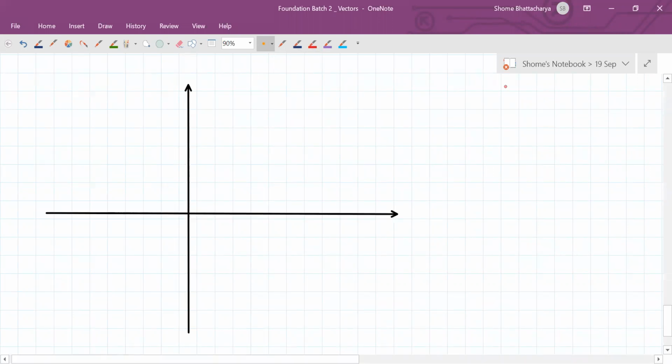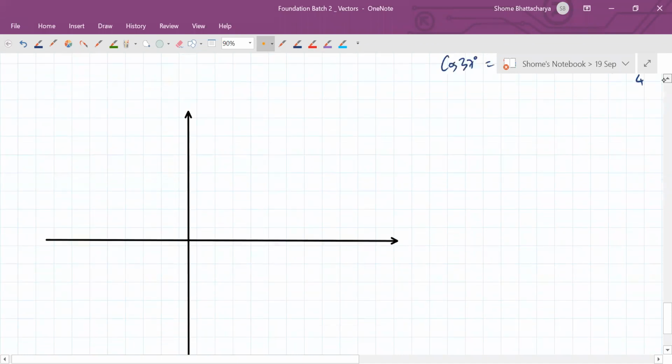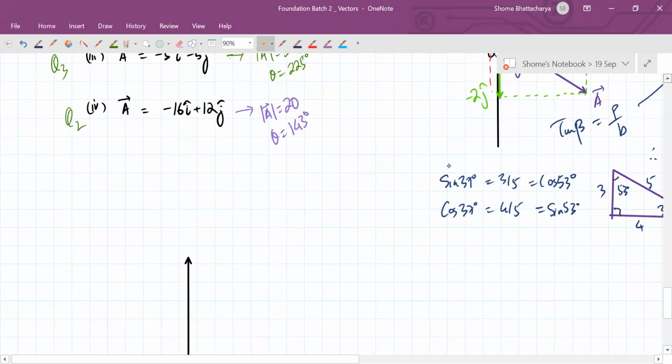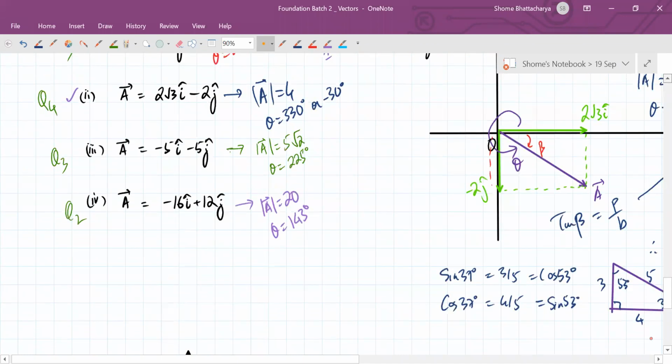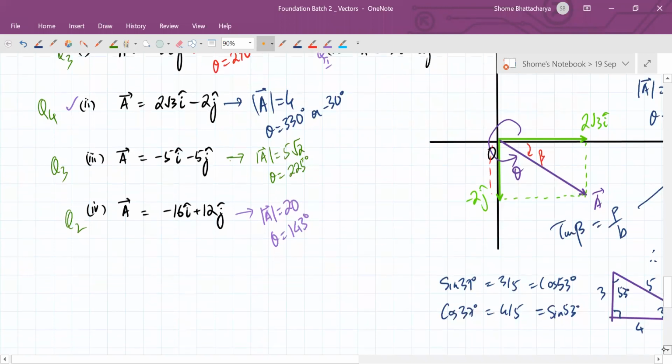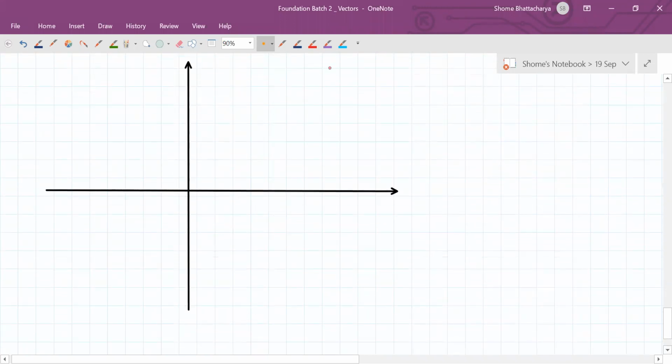Okay, now we had considered one of the vectors. Second one I drew for you here. Third one, let's see. Minus 5 i cap, minus 5 j cap. So this was the third one. So you have to just follow that simple principle I told you. Draw the components first.